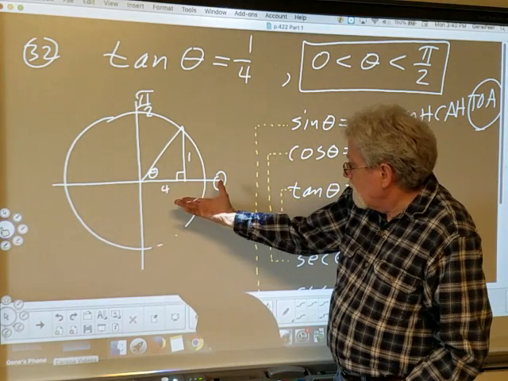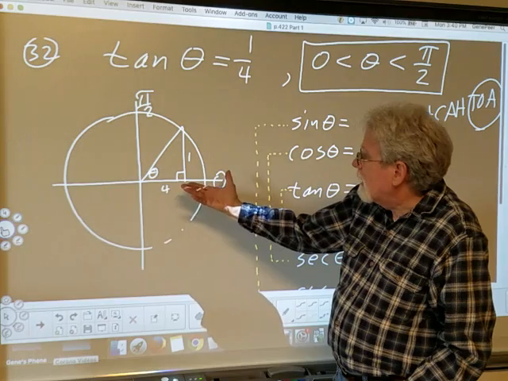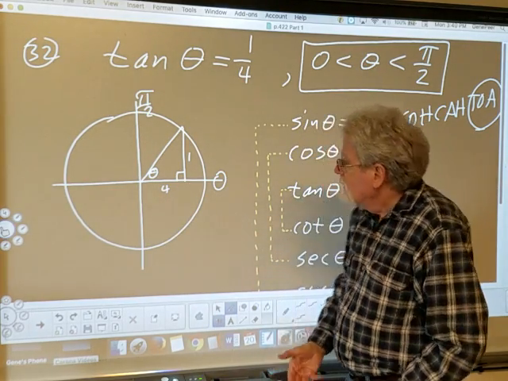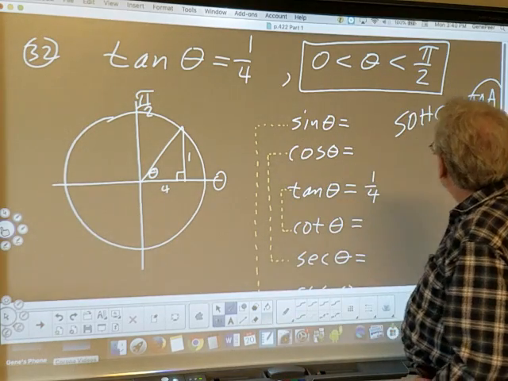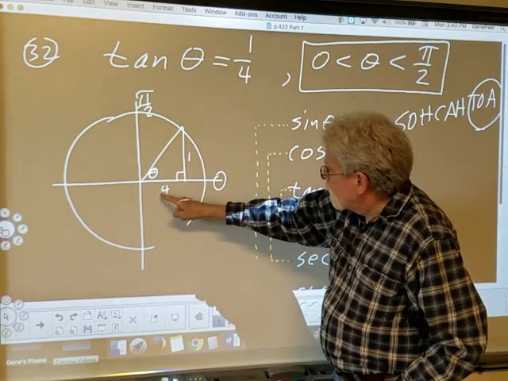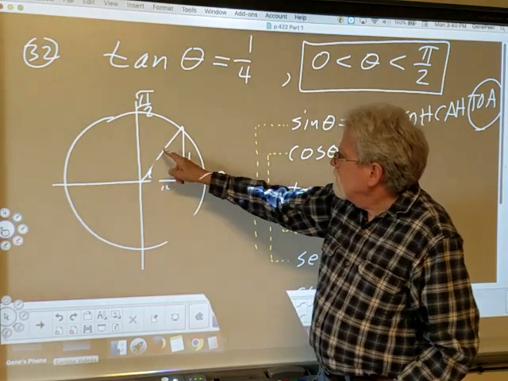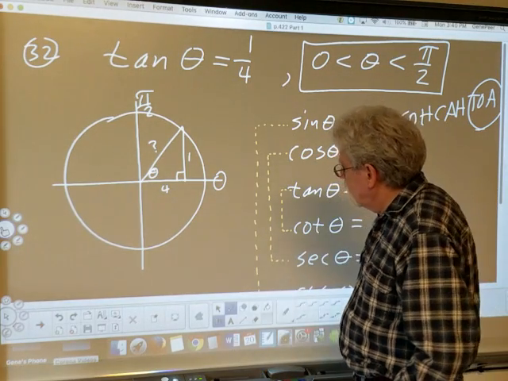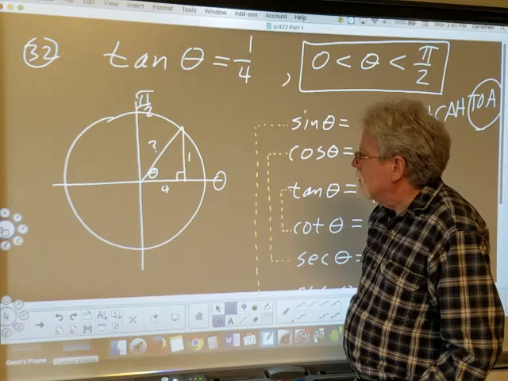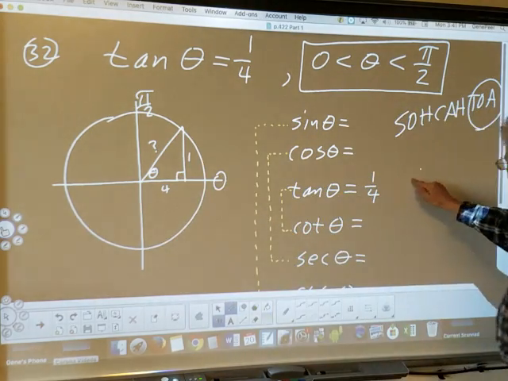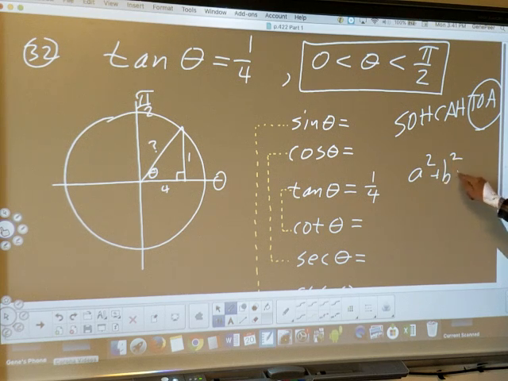Yes, I know we can see here that I clearly did not draw that angle at exactly the right place, but you know something? I don't care. So tangent being opposite over adjacent, 1 over 4, there it is. We need to know the hypotenuse. That goes back to 9th or 10th grade geometry. A squared plus b squared equals c squared, our old Pythagorean theorem, friend.